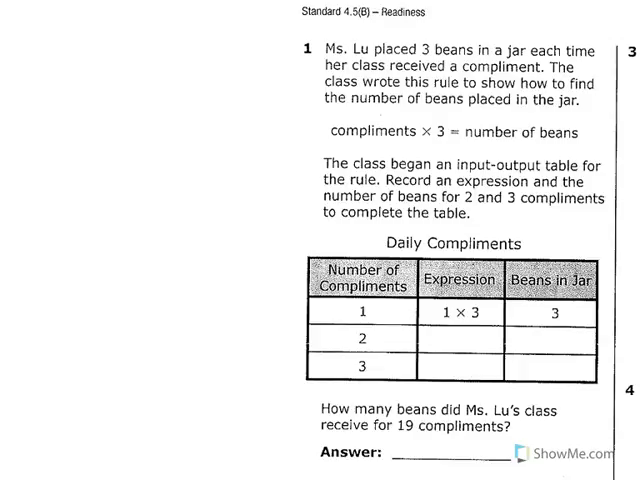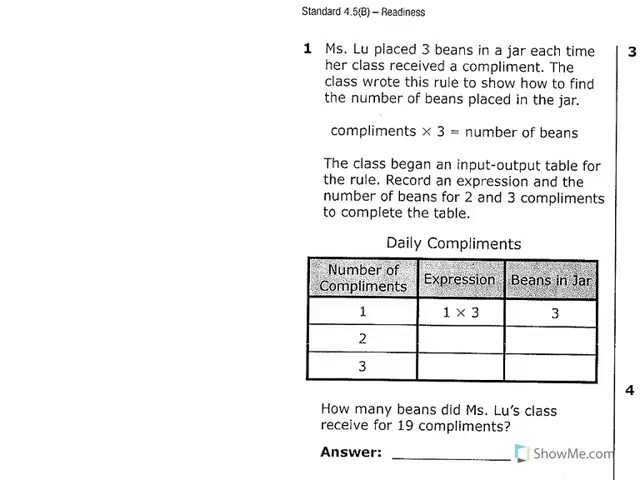Okay, question number 1. Mrs. Liu placed 3 beans in a jar each time her class received a compliment. The class wrote the rule to show how to find the number of beans placed in the jar. It says compliments times 3 equals number of beans.